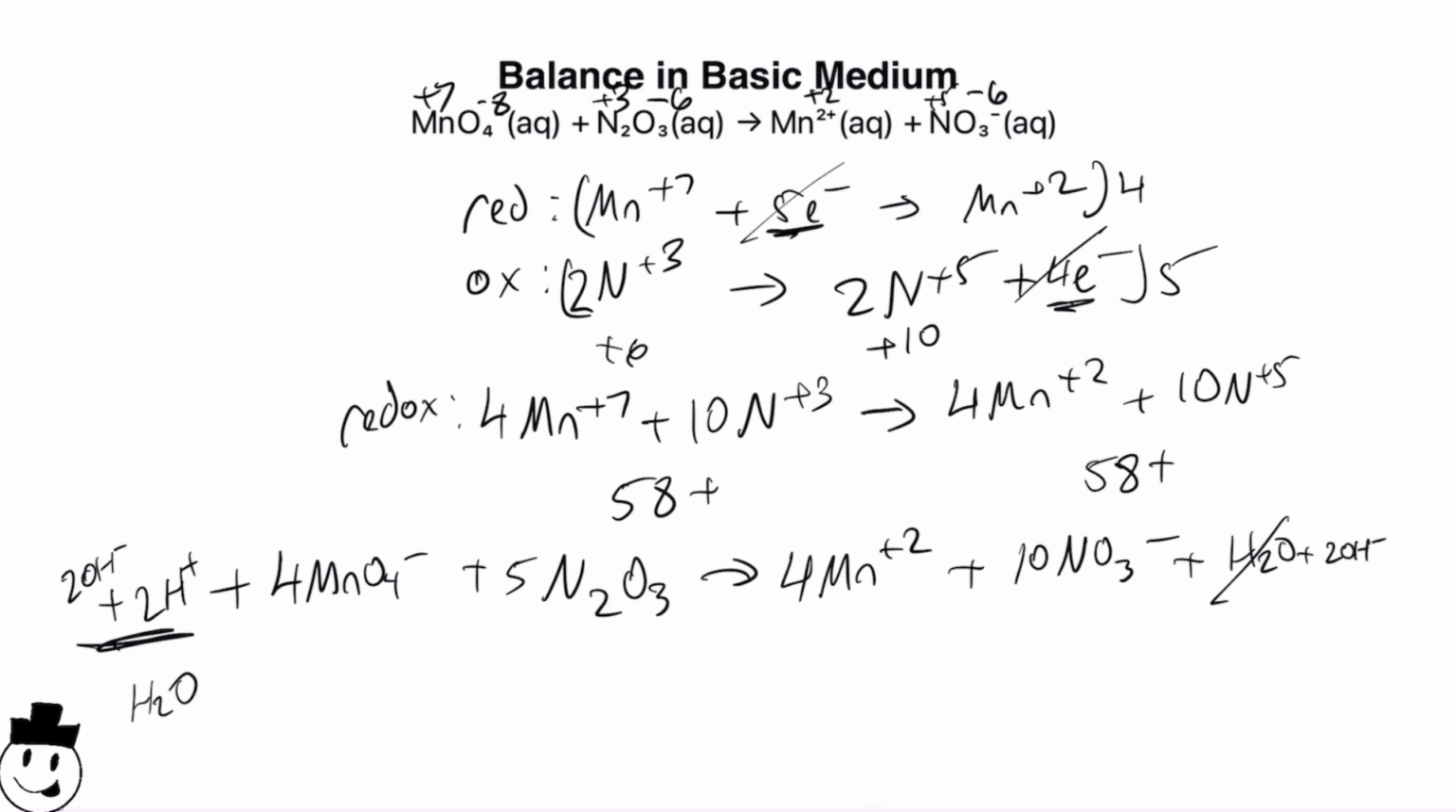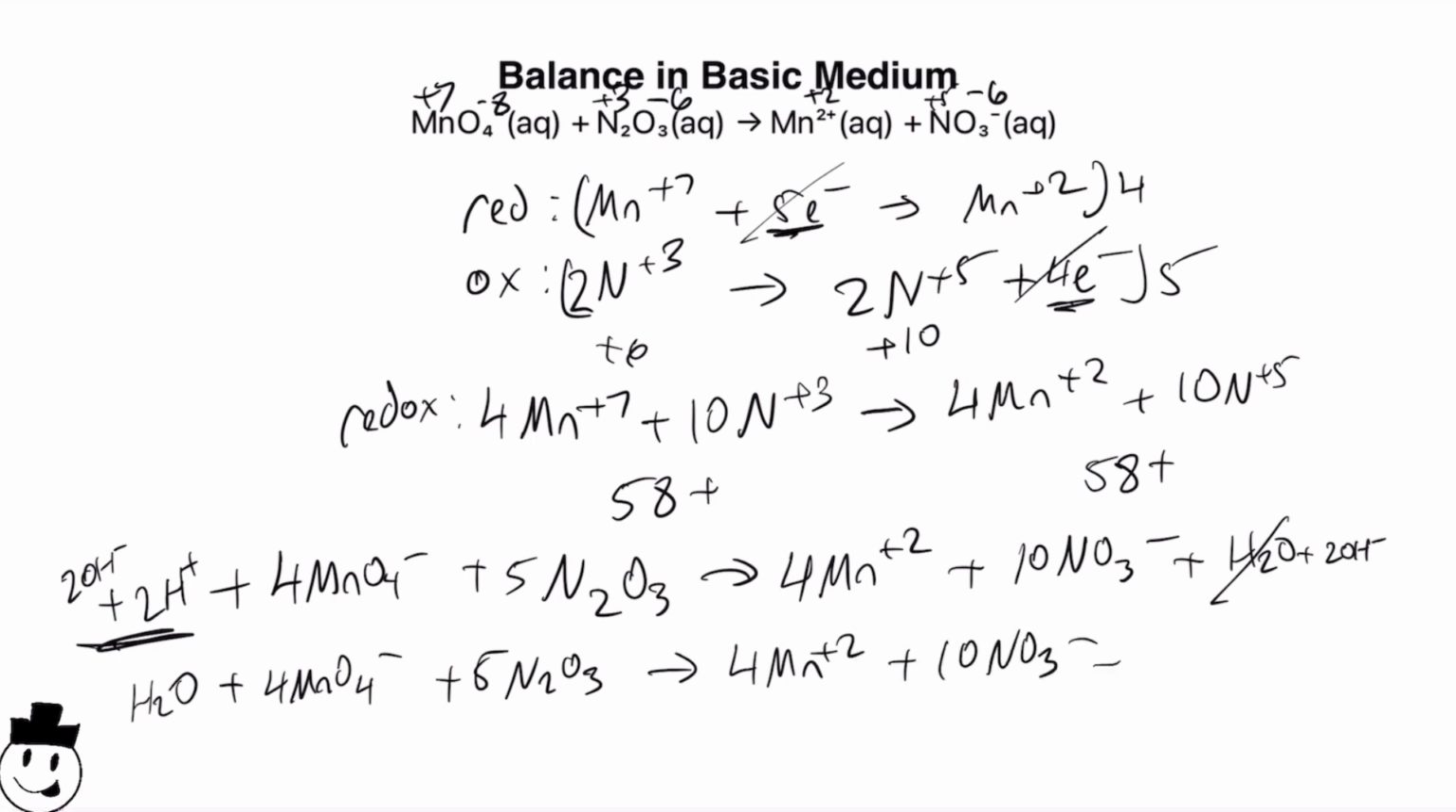So now the last part of this equation will be just writing out everything. So 4 MnO4- + 5 N2O3 yields 4 Mn+2 + 10 NO3- + 2 OH-. And that is how you balance in a basic medium. Just to recap, everything is pretty much the same, except in an acidic medium you stop at the proton step, and in the basic medium, you have to add the corresponding OH- to the H+.